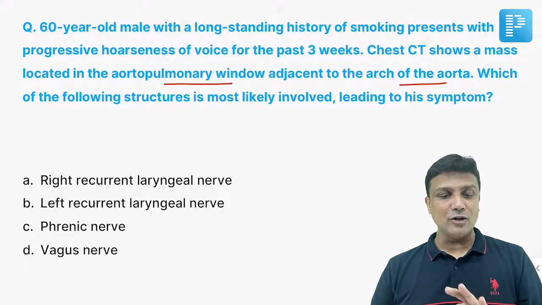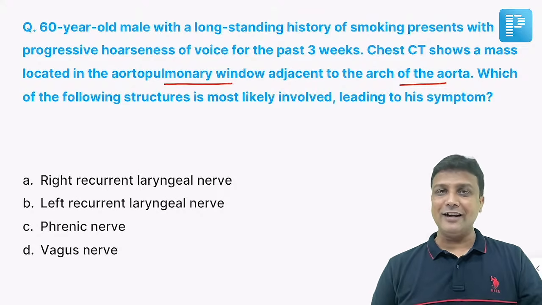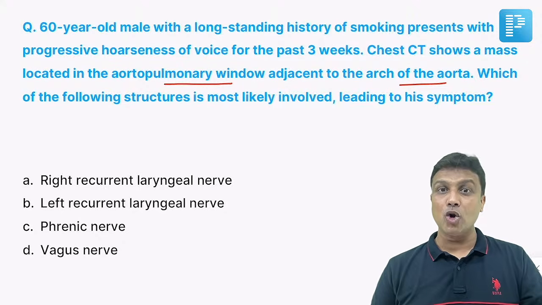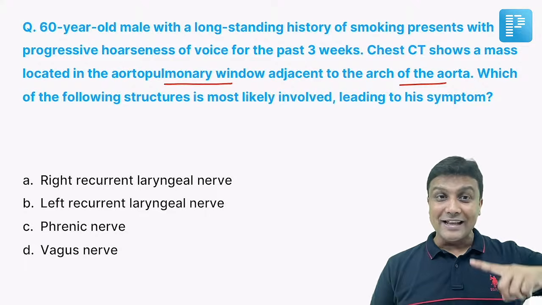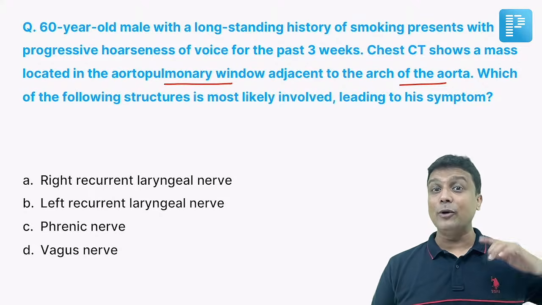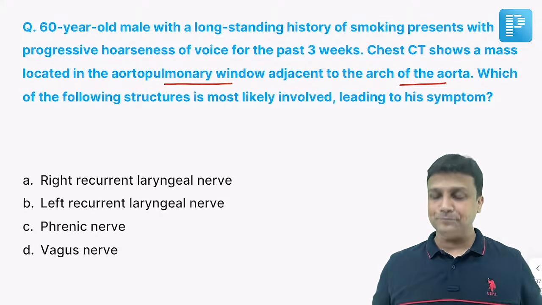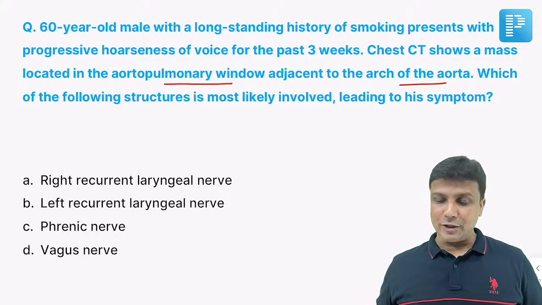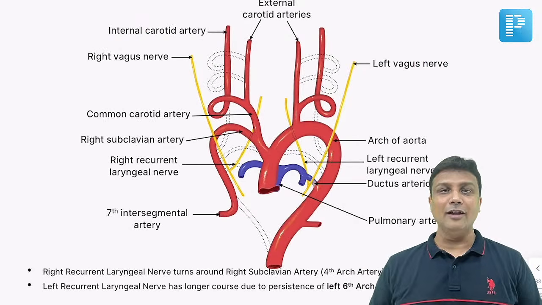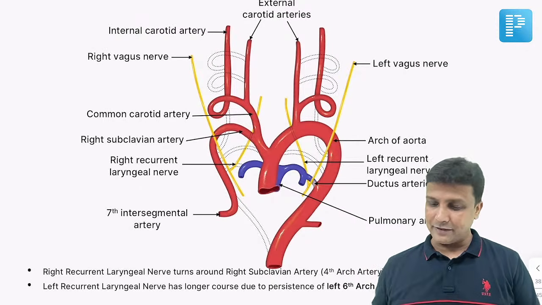Now, can you please try to recall, out of the right and left recurrent laryngeal nerve, which is longer? The longer one will be the left one. The left recurrent laryngeal nerve is longer. Why? Because it takes a turn around the arch of aorta, whereas the right recurrent laryngeal nerve turns around the right subclavian artery.